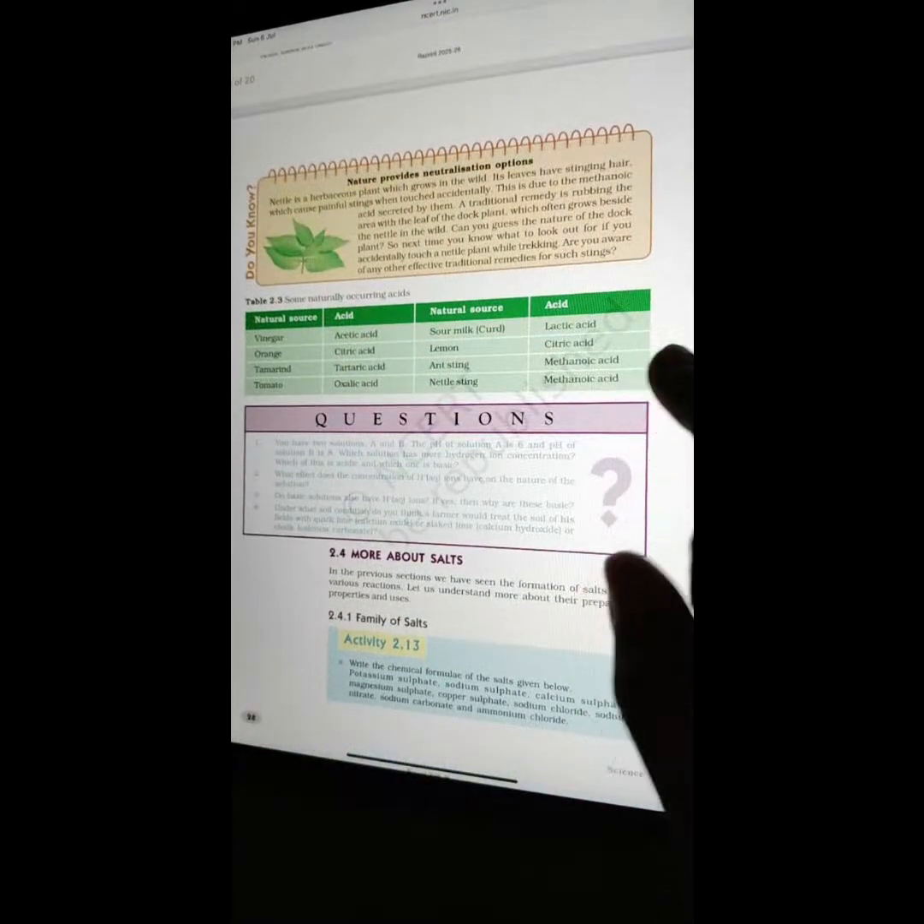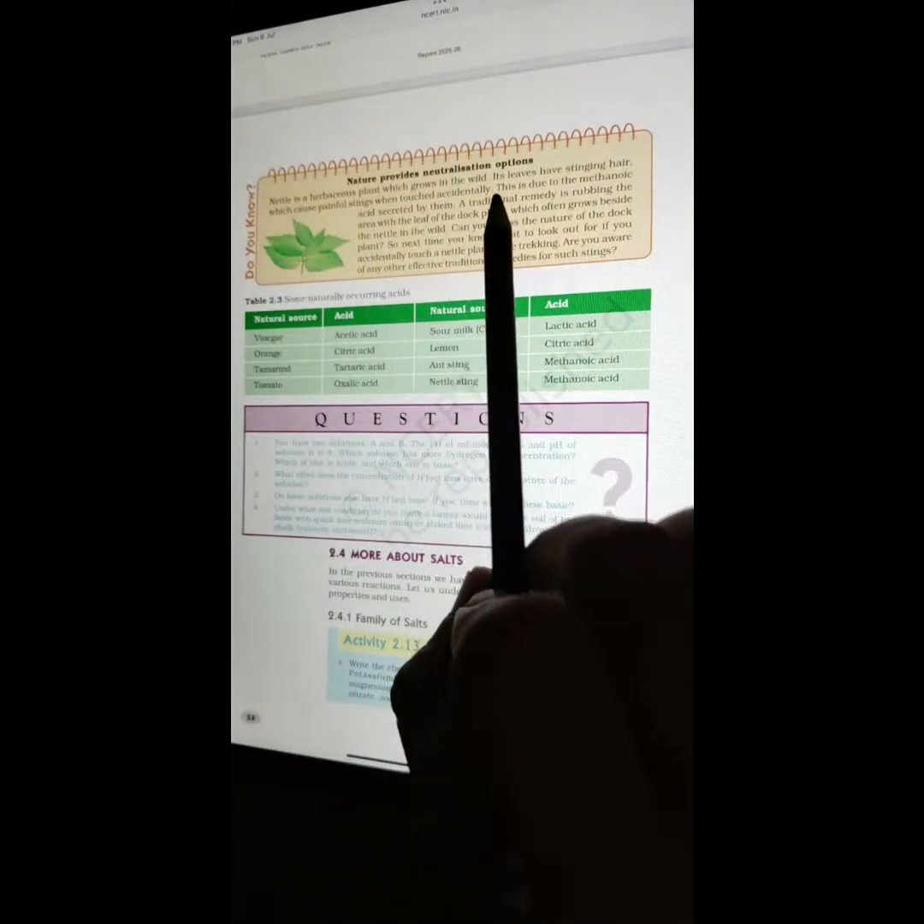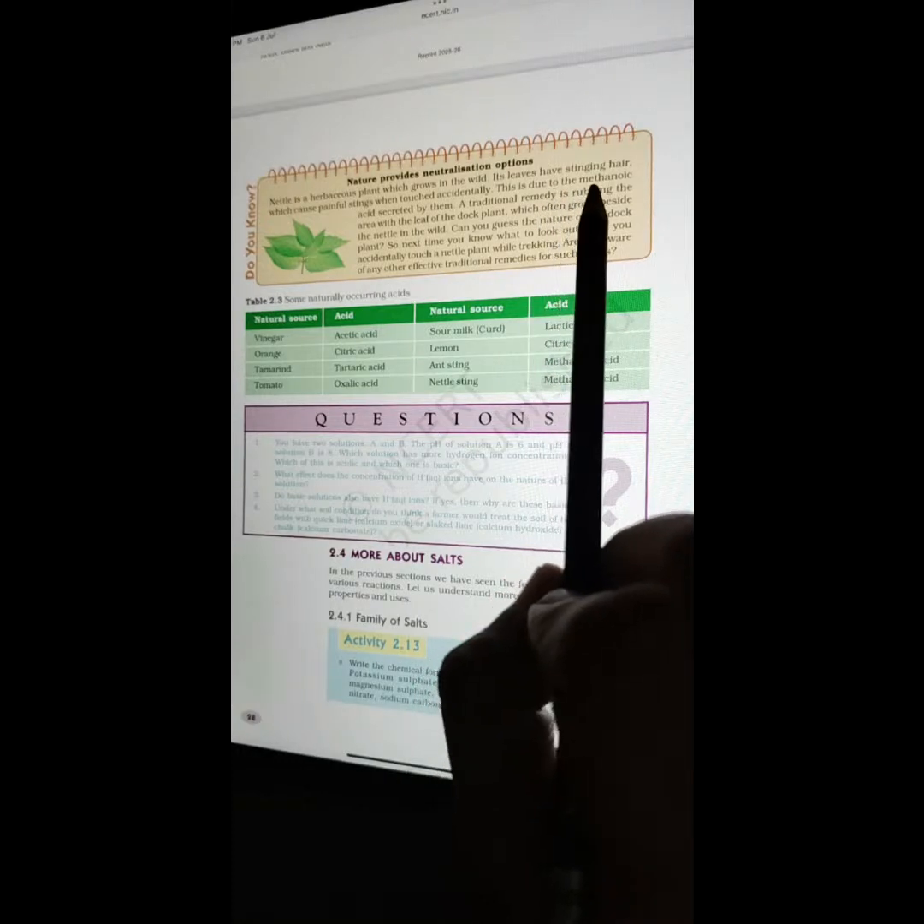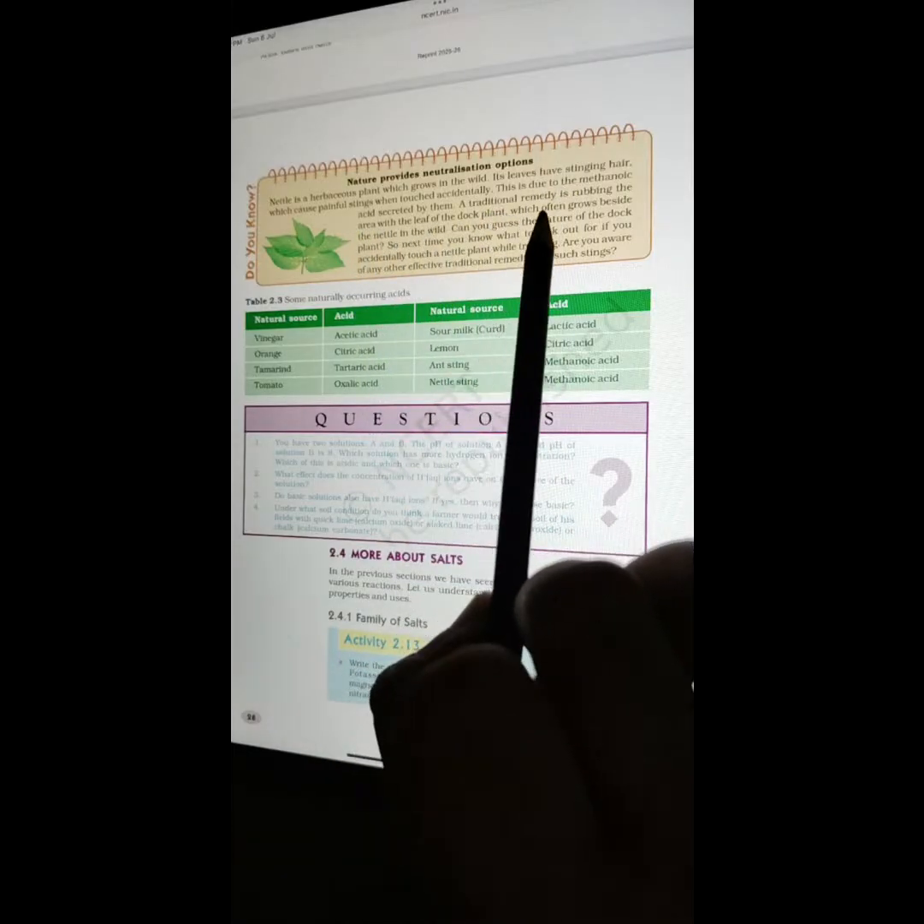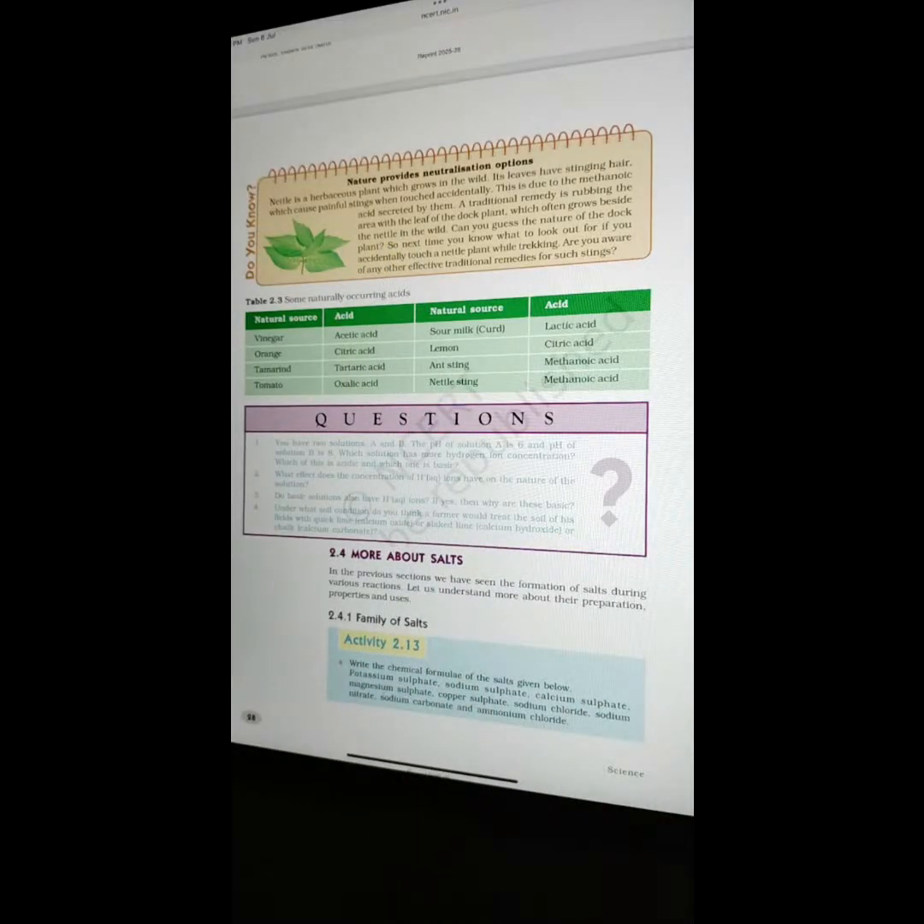Next page. Nature provides neutralization options. Nettle is a herbaceous plant which grows in the wild. Its leaves have stinging hair, which causes painful stings when touched accidentally. This is due to the methanoic acid secreted by them. A traditional remedy is rubbing the area with the help of a leaf of the dock plant, which often grows beside the nettle in the wild.